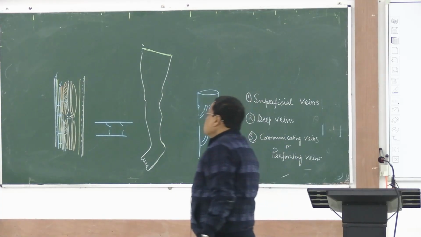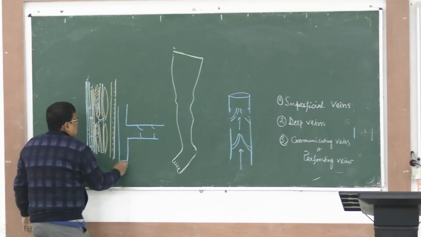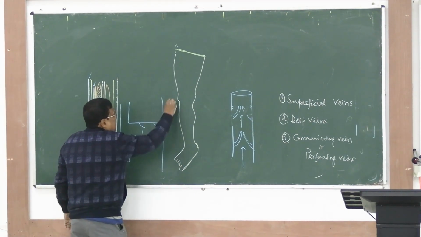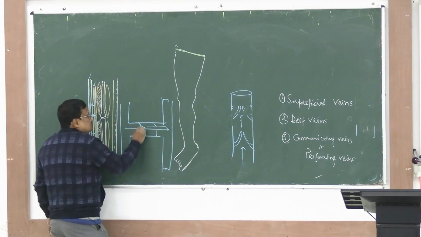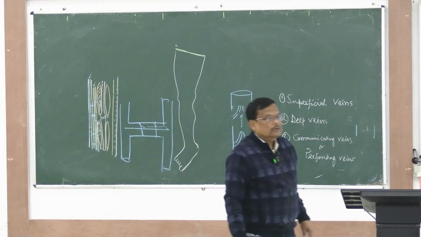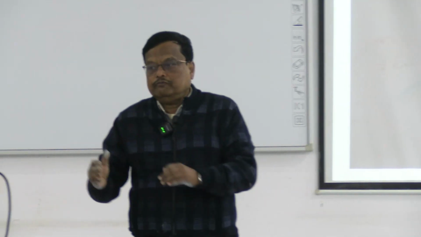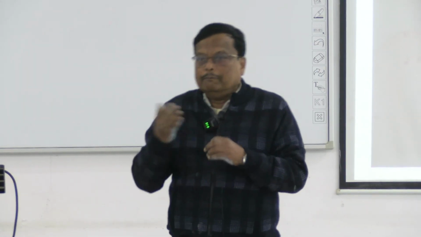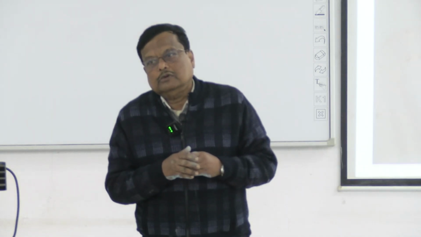So, what is the importance of that? If it is the superficial vein and it is the deep vein, blood can flow in this way. When the blood tries to go the other way, these valves are closed. And you know, the deep veins are high pressure veins. The pressure in the deep veins is very high compared to the pressure of the blood present in the superficial veins.